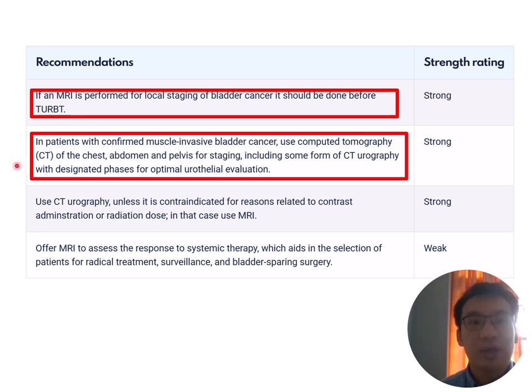If the patient is confirmed to have bladder cancer, perform a CT staging of the thorax, abdomen, and pelvis, to look for any evidence of metastasis as well as any evidence of upper tract urothelial cancer.